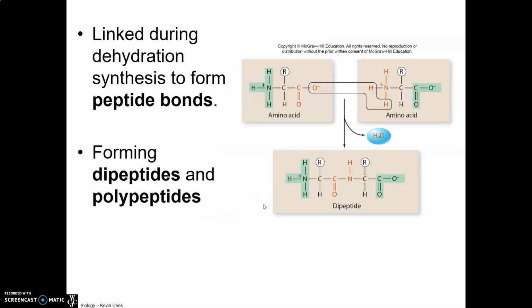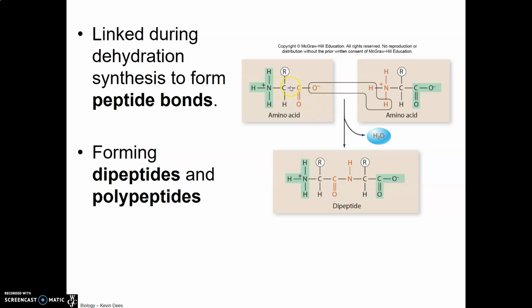So let's take a look at how these proteins are going to be built, again using our dehydration synthesis to form something called peptide bonds. A little hint, anytime you see this word peptide right here, it's referring to something related to a protein. So let's take a look at the basic parts of our amino acid that we just talked about.